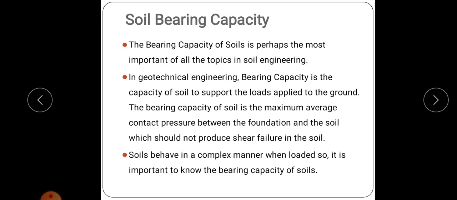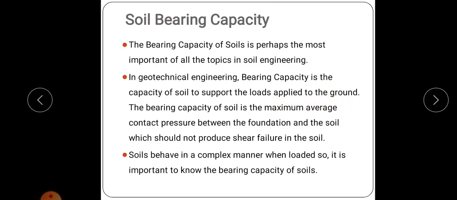In geotechnical engineering, bearing capacity is the capacity of soil to support the loads applied to the ground. Bearing capacity is nothing but the capacity of a soil to support the load which is coming from the superstructure, that is, the loads of the building. And the bearing capacity of a soil is the maximum average contact pressure between the foundation and the soil, which should not produce shear failure in the soil. That is known as bearing capacity.